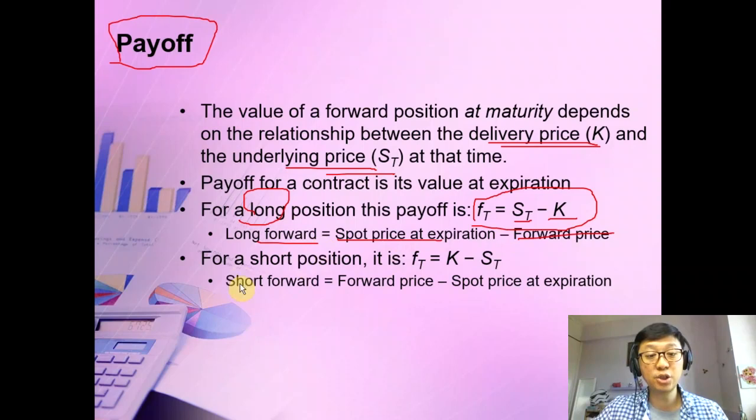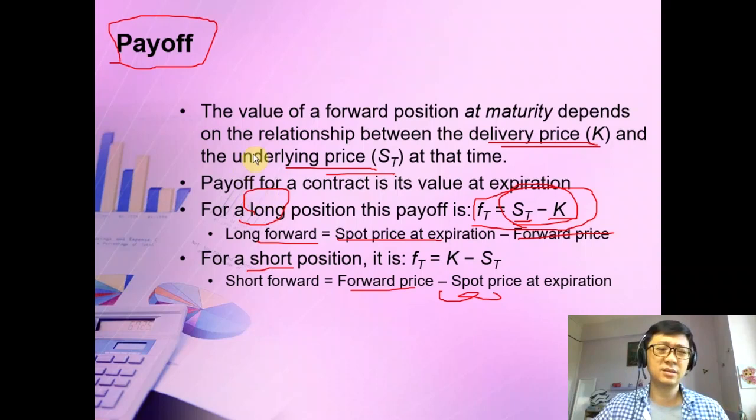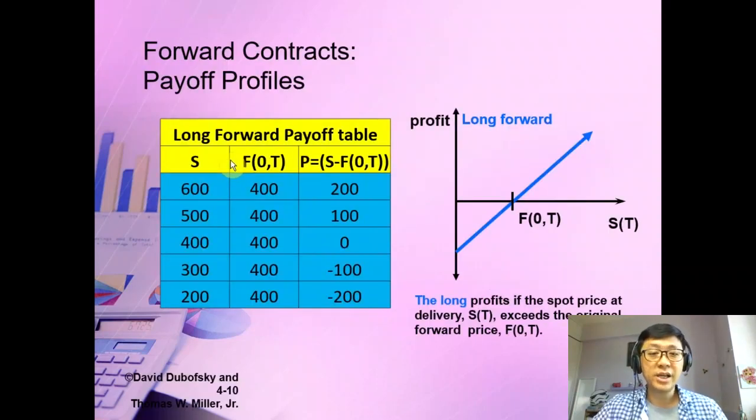On the other hand, the short is just the reverse. The formula is just the reverse: you have the forward price minus the spot price, whereas the other one is spot minus forward. So formula-wise, it's pretty straightforward. Okay, let's take a look at how we draw this payoff chart.